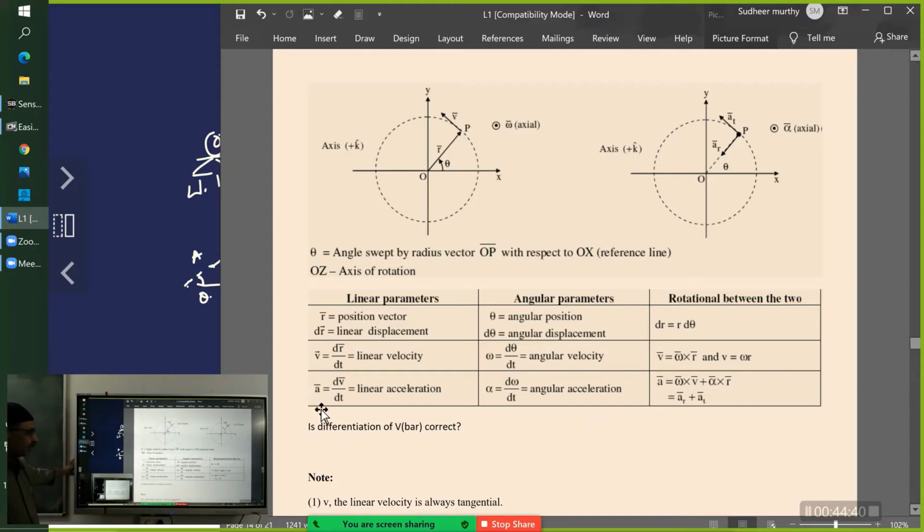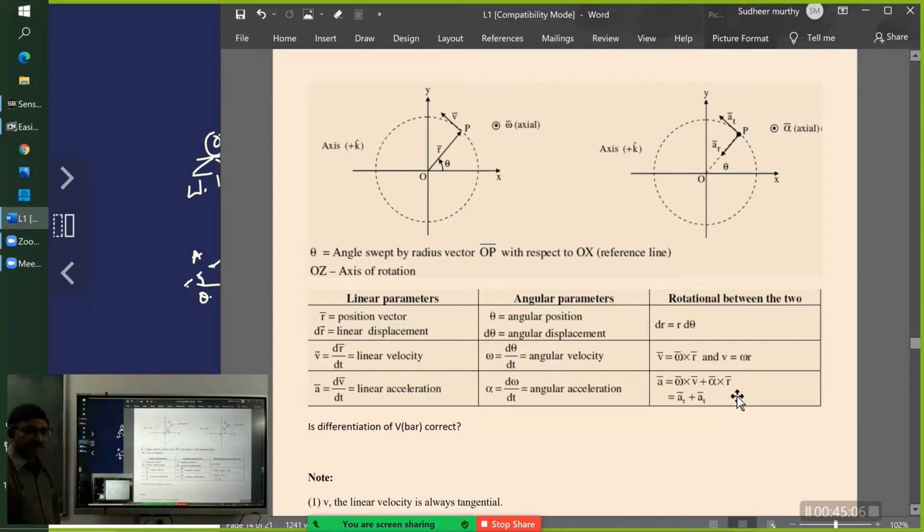Now, A bar is equal to dV bar by dt, alpha is equal to d omega by dt, and so on and so forth. A is equal to AT plus AR, and AR is omega bar cross V bar, and alpha cross R bar. I suppose you can locate the vectors and do the cross product, and you can get the direction.